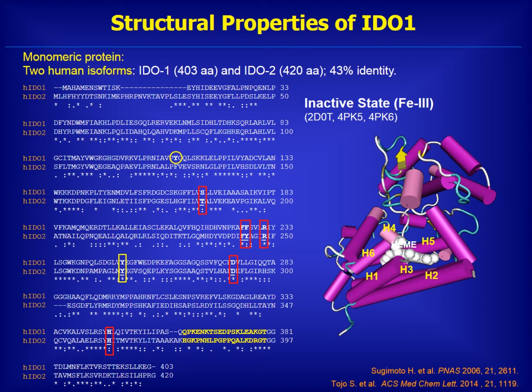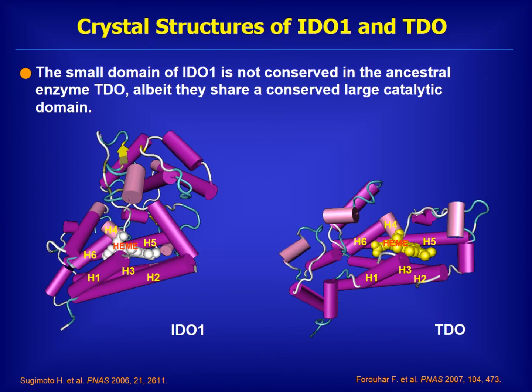At the level of the small domain, two immunoreceptor tyrosine-based inhibitory motifs are present that are associated with specific functions of the enzyme. Interestingly, the small domain of IDO1 is not conserved in its ancestral enzyme TDO, albeit both enzymes share the same catalytic pocket and the same catalytic reaction.